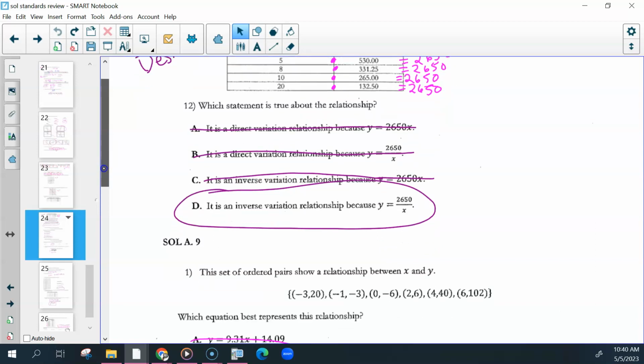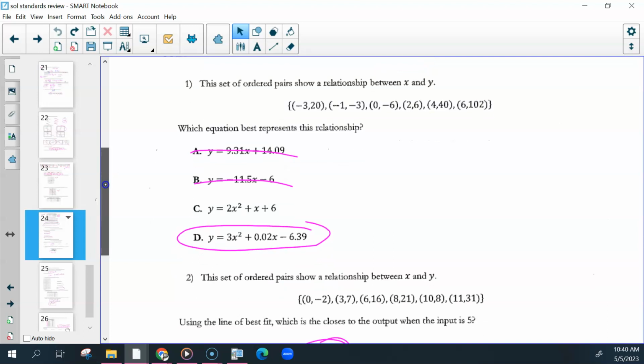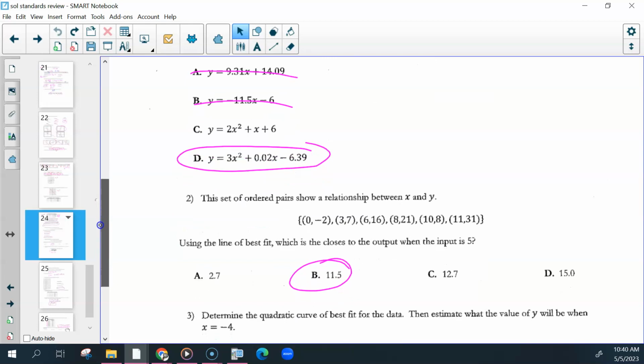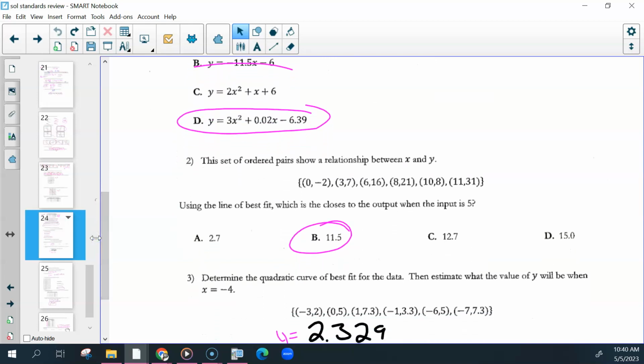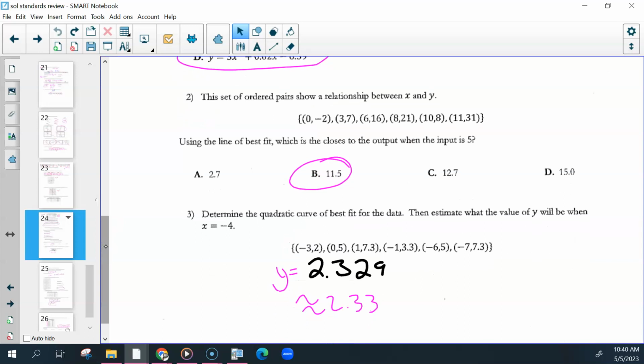Then SOL A9, you should have been able to do that one, because that was all line of best fit, curve of best fit, which we talked about. So number 1, if you put these in, D was your answer. So put them into the table, find your line or curve of best fit. I'm not going to do this for every problem, but I am going to show you something about 1 and 2. 2, same thing, put in your ordered pairs. It tells you you're using line of best fit. B would be your answer.